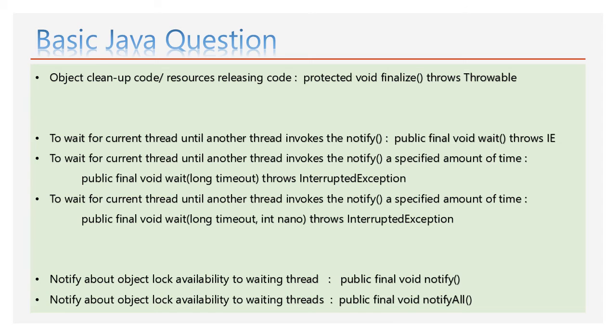Below methods are related to threads. Let's check them out. To make the current thread wait until another thread invokes notify, we have the wait method. We can also specify an amount of time, and for that the wait method takes an argument. Also, we have the notify and notifyAll methods to notify other threads about the object locks. We will be uploading a detailed video on threading. Please watch that video for better understanding.